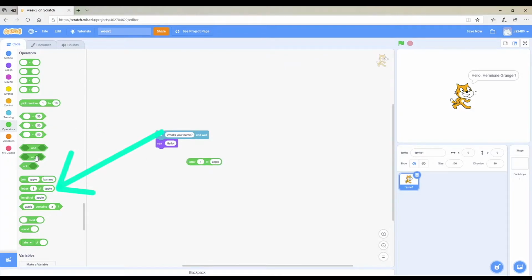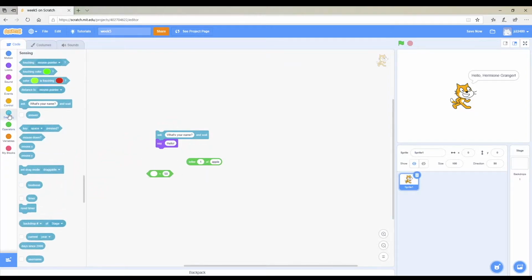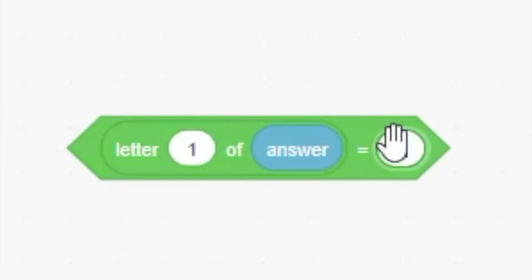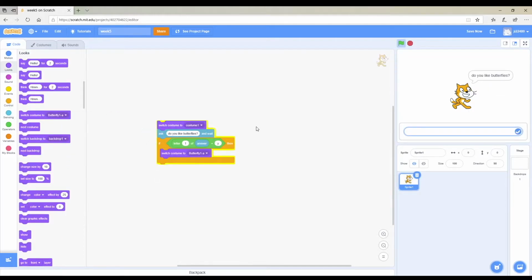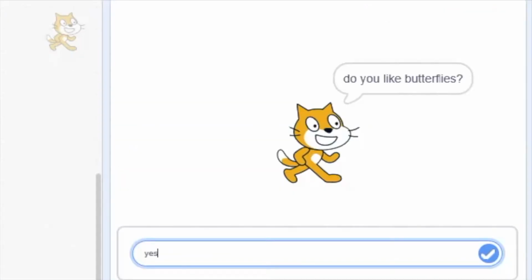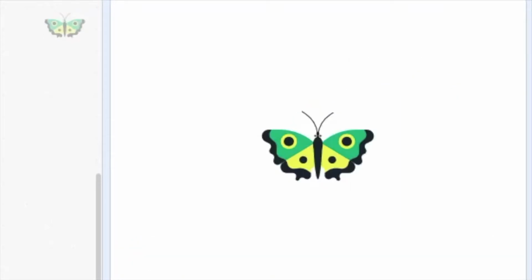Letter 1 of apple. We're going to use this a little bit later, but this only takes the first letter of the word. We can use this with answer. The first letter of answer, you can check if that equals Y. So that way you don't have to write it in yes, it can be yeah. Either way, it just checks for the first letter. If it's a Y, then that probably is a yes if you ask it a yes or no question. So you can ask like, do you like butterflies? And even if the person spells yes wrong, or if they're more casual and just put yeah, it'll still see that the first letter of the answer was Y, and it'll switch to butterfly anyway.